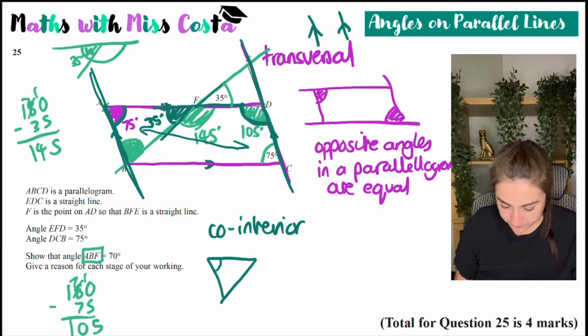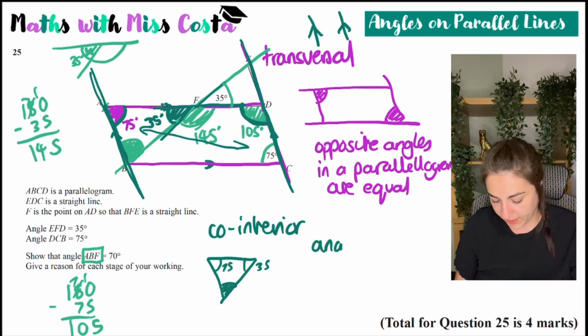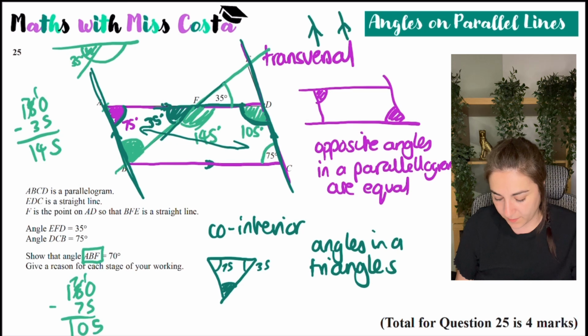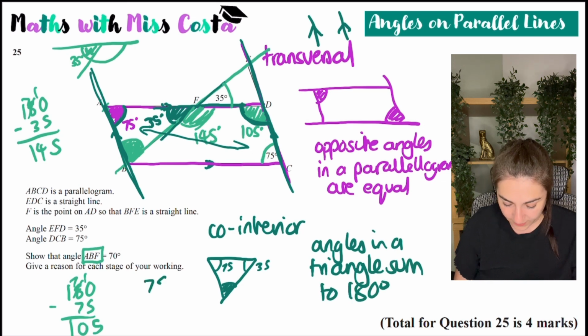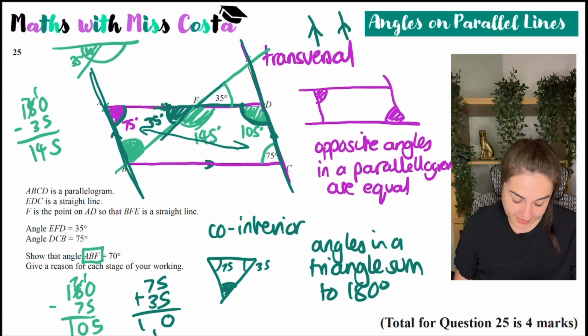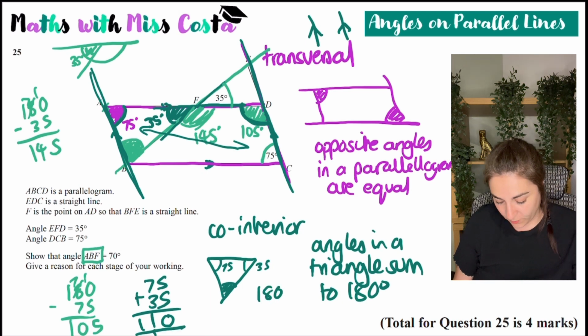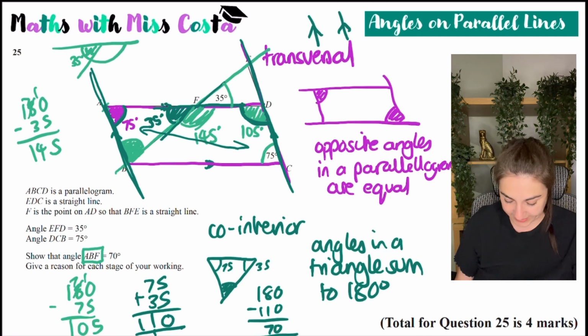So now I've got this triangle here with an angle of 75, an angle of 35, and a missing angle. And I know that angles in a triangle sum to 180 degrees. So therefore, if I did 75 plus 35, that gives me 110 degrees. And the missing angle must be 180, take away 110, which is 70 degrees.